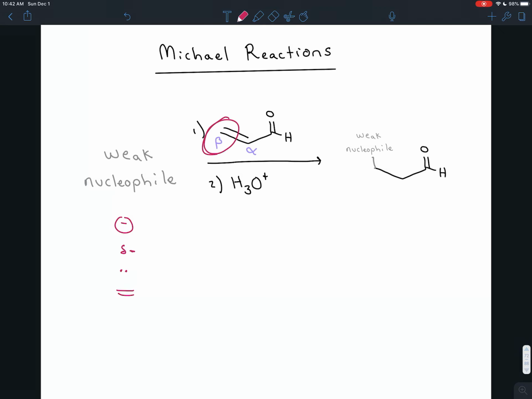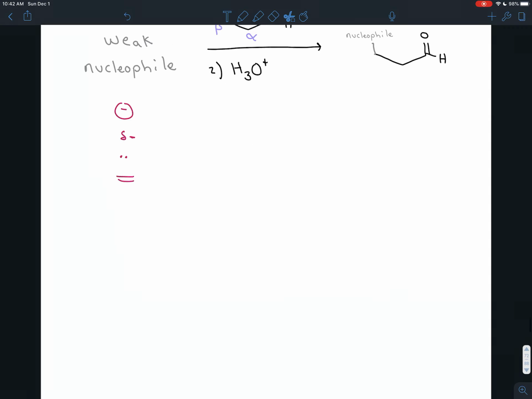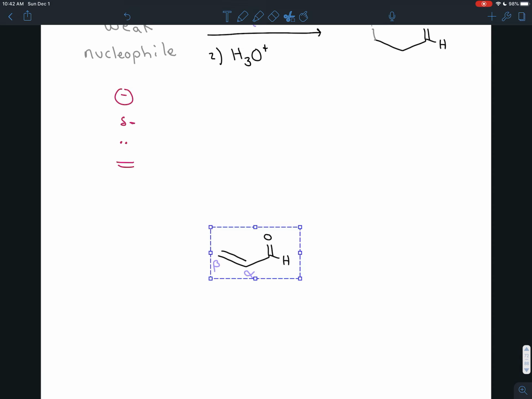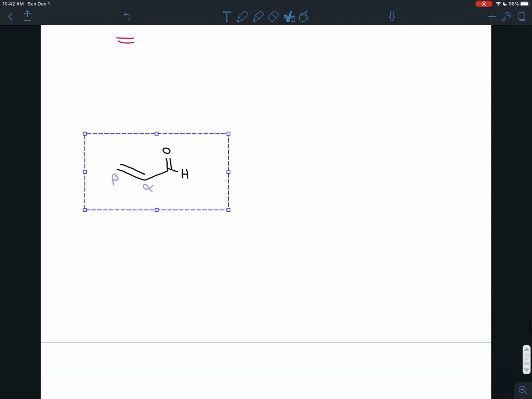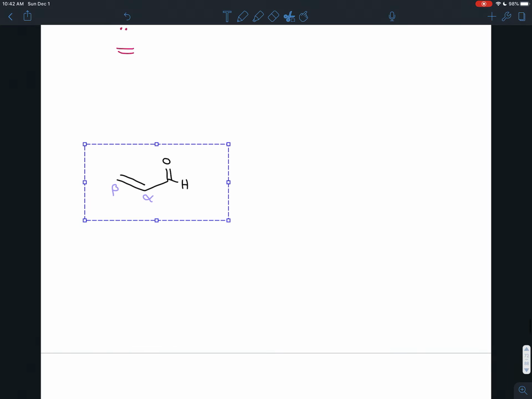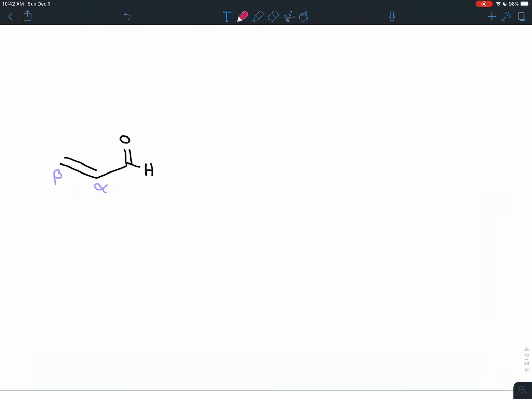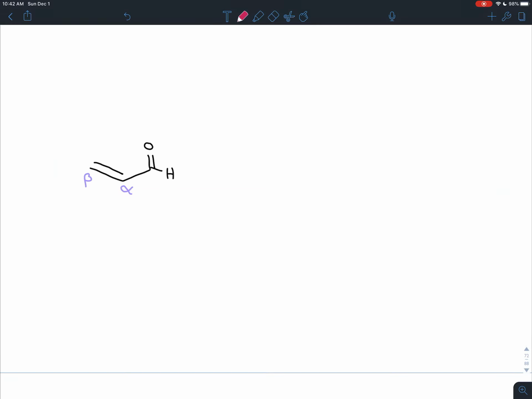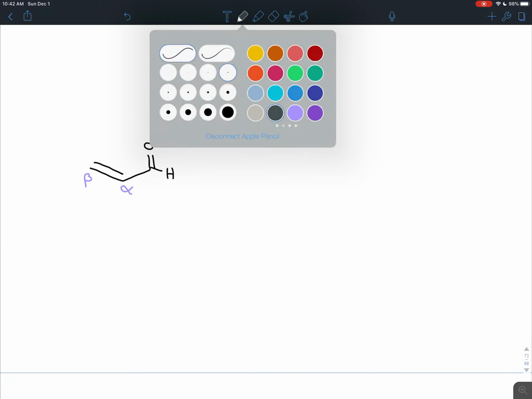That means this beta position would have to be an electrophile. And if you look at this molecule, it does not look like an electrophile. On the contrary, what you'd see there is a pi bond, which is a nucleophile. So let's think about this alpha-beta unsaturation for a second, and we'll see why that beta position truly is an electrophile. Okay, well, when you see this, we actually have a resonance pattern here.